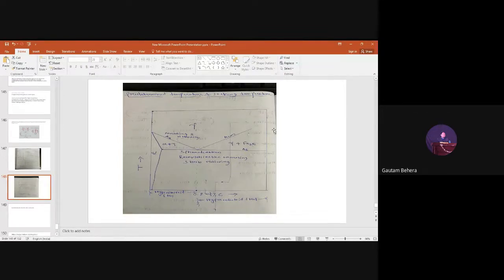For different heat treatments, right? Can anybody tell me which diagram this is? Which kind of phase diagram is this? Suppose this is for steel. So which phase diagram is this?